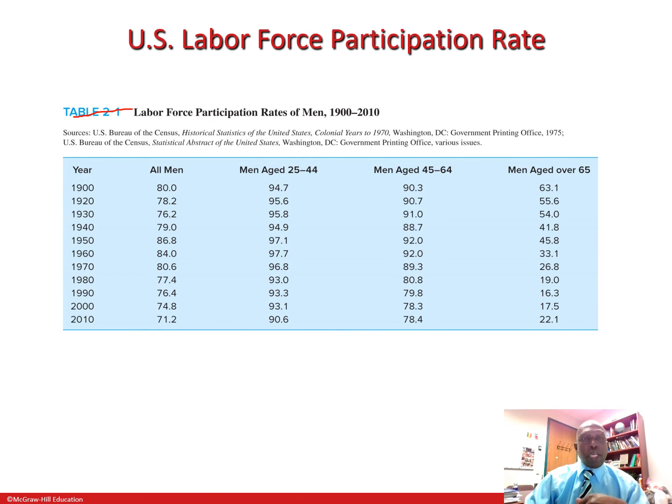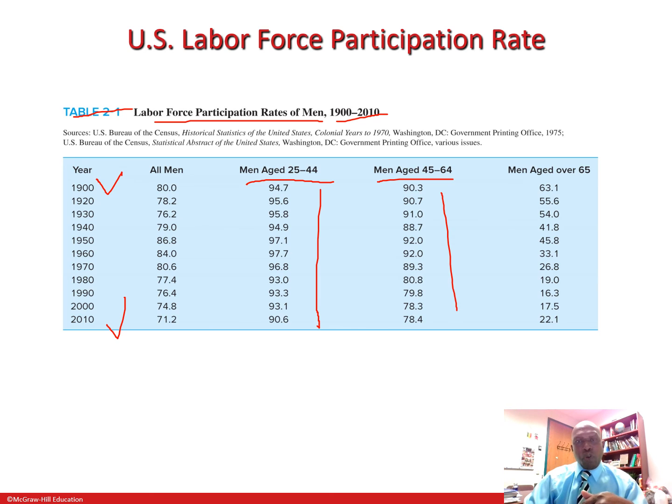Table 2.1 shows the labor force participation rate of men from 1900 to 2010. Overall, from 1900 to 2010, men aged 25 to 44 have a higher labor force participation rate than men aged 45 to 64. Men over 65 have the lowest labor force participation rate from 1900 to 2010.